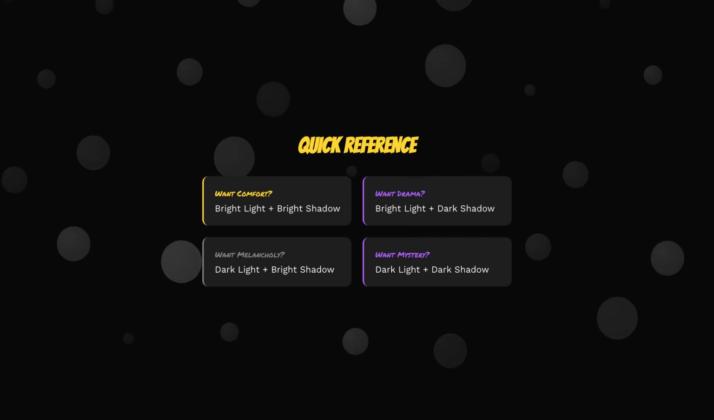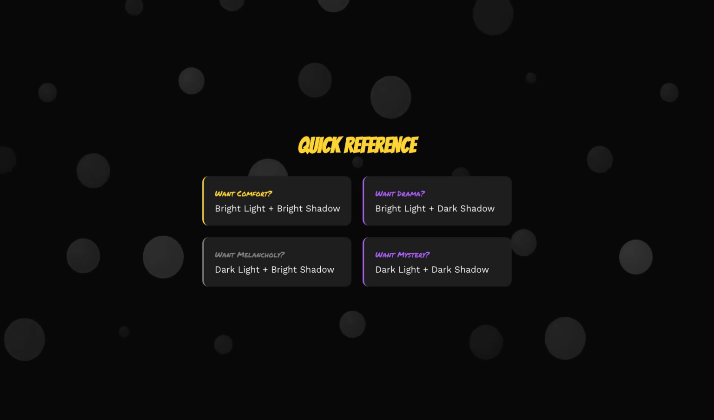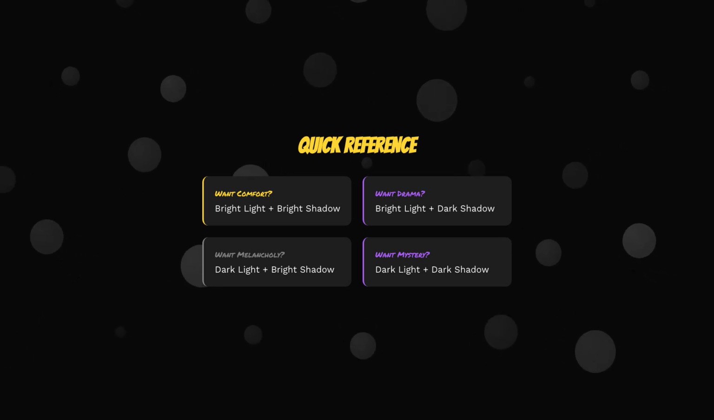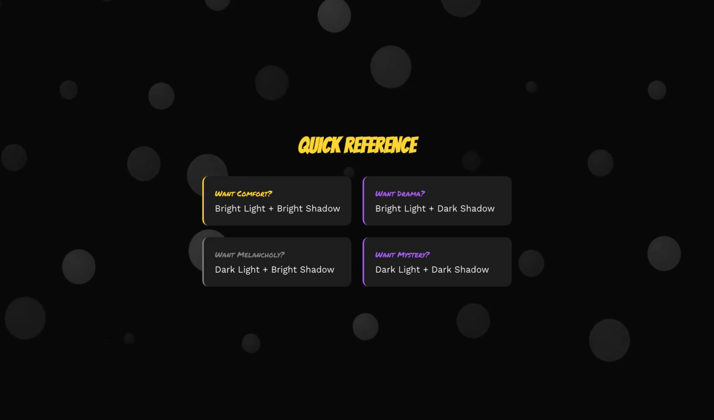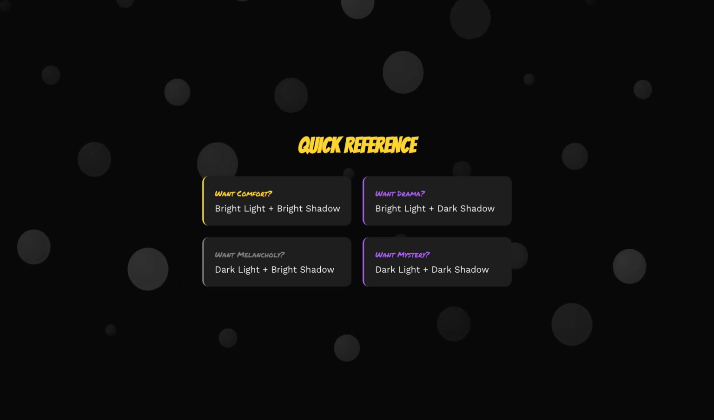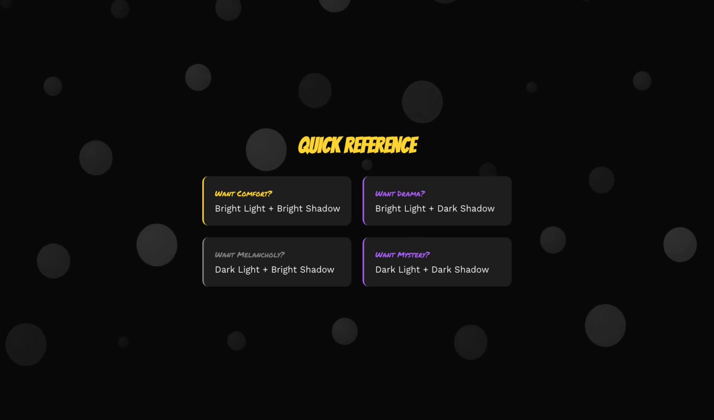Before your next piece, ask yourself, what emotion am I after? Want comfort? Bright light, bright shadow. Want drama? Bright light, dark shadow. Want melancholy? Dark light, bright shadow. Want mystery? Dark light, dark shadow. Pick a number for your light. Pick a number for your shadow. Commit to that range and watch your work transform.